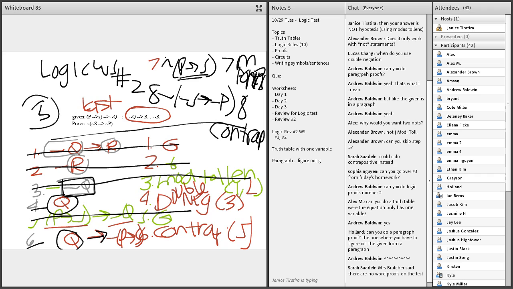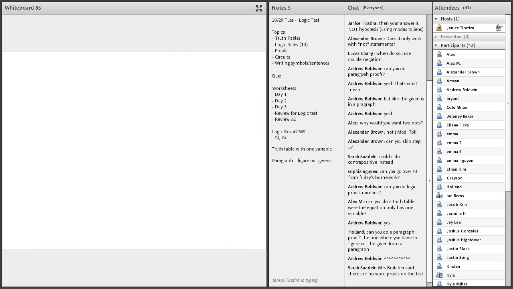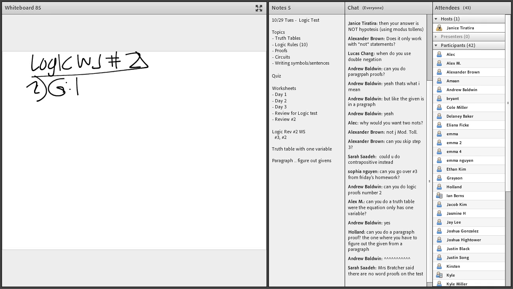Figure out givens. Okay. So here we go. Here's number 2 from logic worksheet number 2. Still a proof, and then we'll do truth tables. And this is number 2. So we were given if P then Q, and if R then P, and not Q.